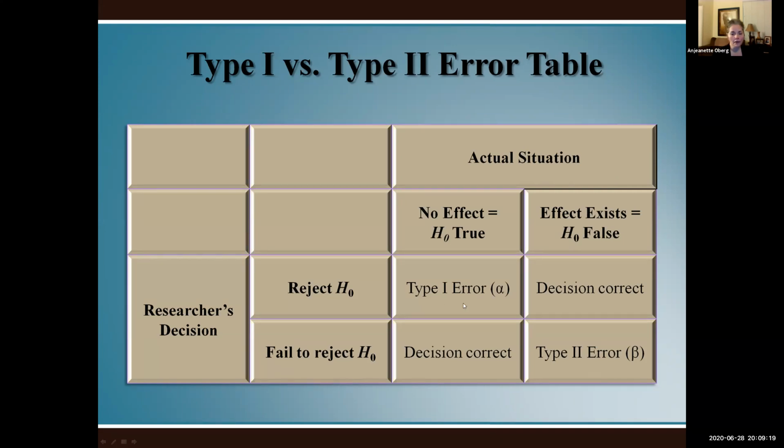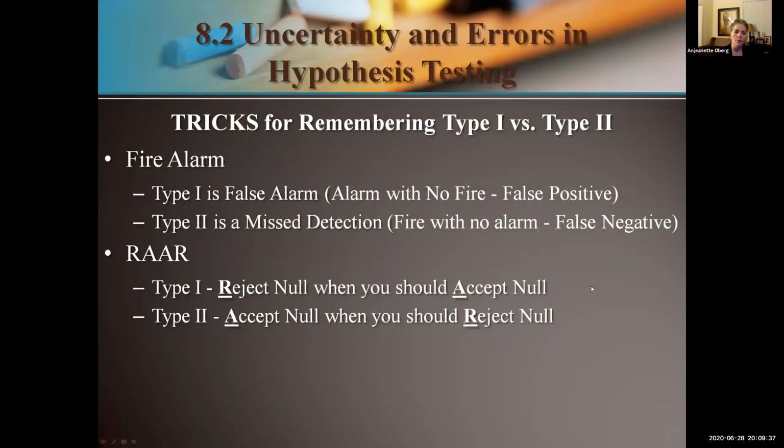So type 1 error is equivalent to sending an innocent man to jail. I rejected and said they were guilty when I really didn't have the evidence. And then type 2 is equivalent to saying not guilty, I failed to reject, but in fact, they really did do it, okay?